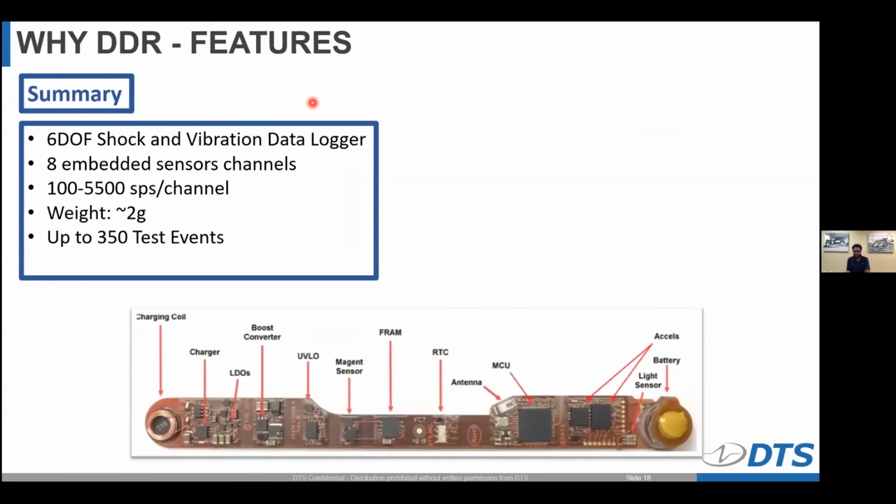So a quick recap of the DDR. It's our 6-DOF shock and vibration data logger. There are 8 embedded sensors. You can sample at 100 to 5,500 samples per second per channel. It weighs about 2 grams. And you can record up to 350 test events.